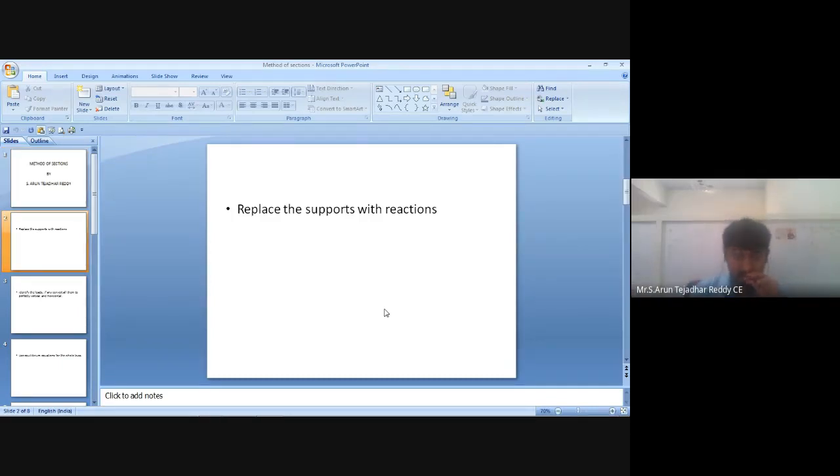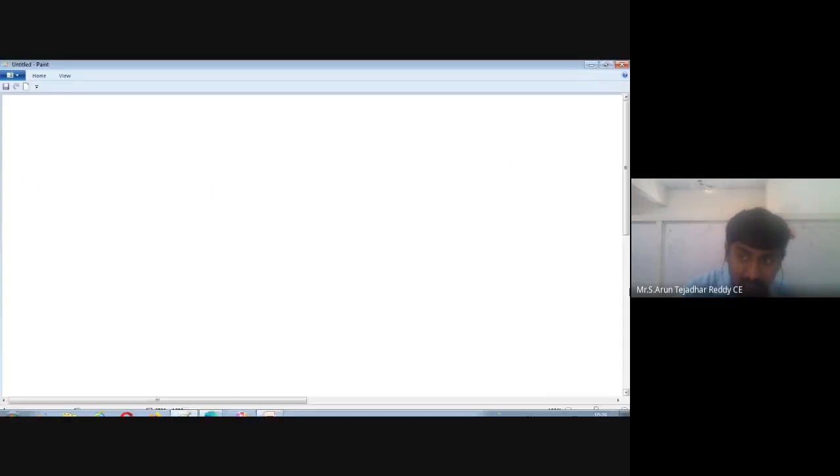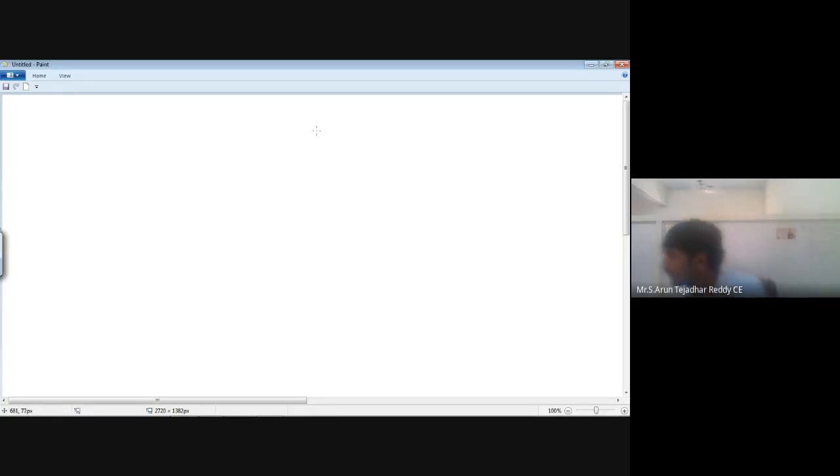So first of all, this is the first point: replace the supports with the reactions. Now I'll draw my section. Here the section means one type of truss. So the section is having... Okay. So method of section.